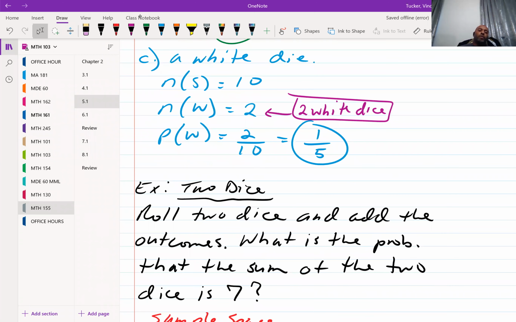So the next one, we have two dice. We're going to roll two dice and add the outcomes. What is the probability that the sum of the two dice is 7?